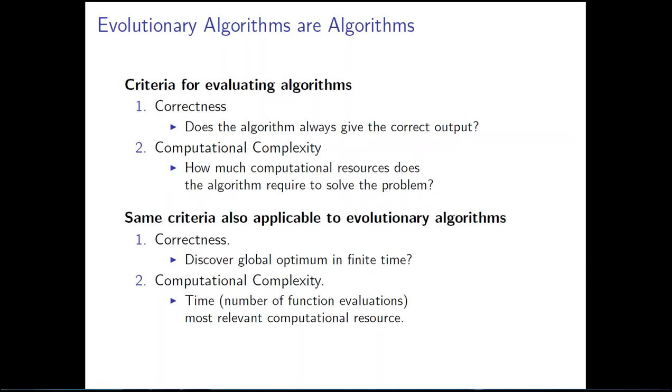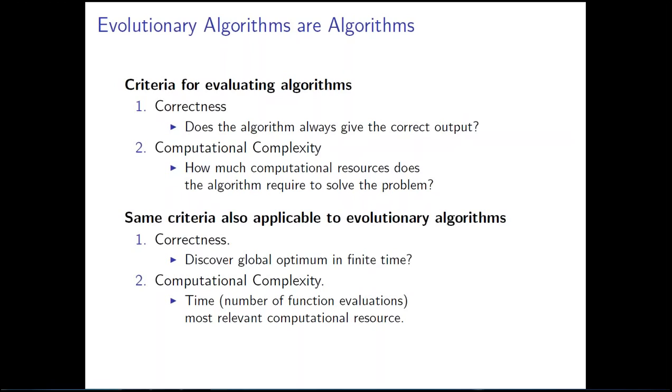The second criteria is the computational complexity. Here we are concerned about how much computational resources the algorithm will require to solve the problem. Usually we're talking about the time. And we want to compare algorithms with respect to their computational complexity. So for example, we prefer heap sort over bubble sort because the runtime of a heap sort algorithm is better than the bubble sort algorithm. Okay, so there is a very well established theory for algorithms in computer science.